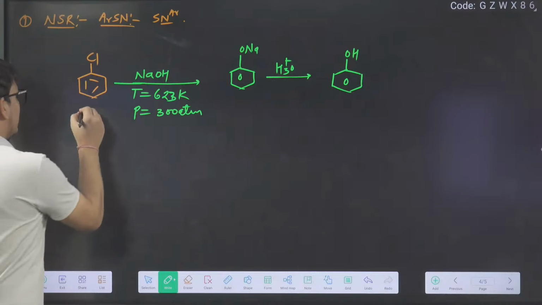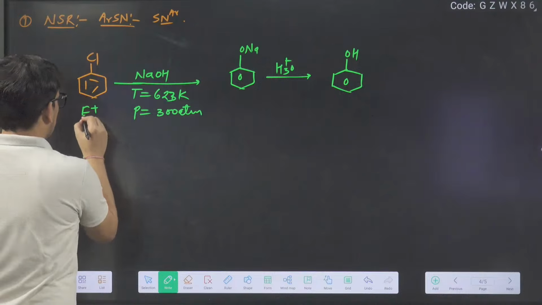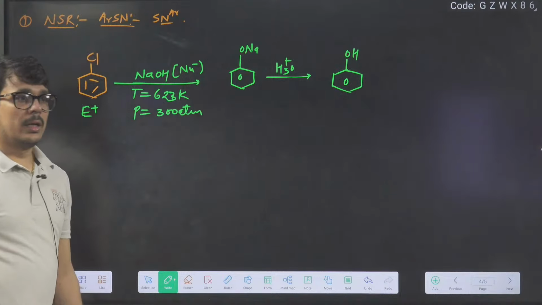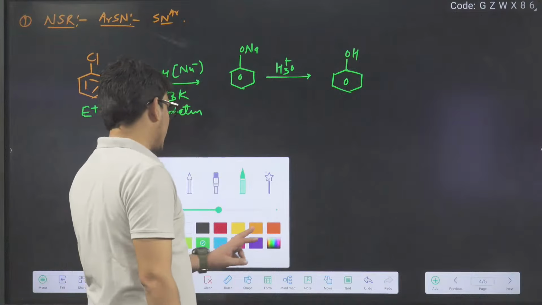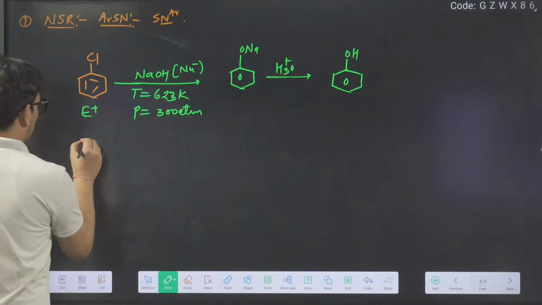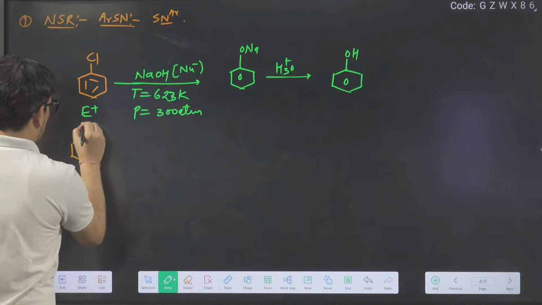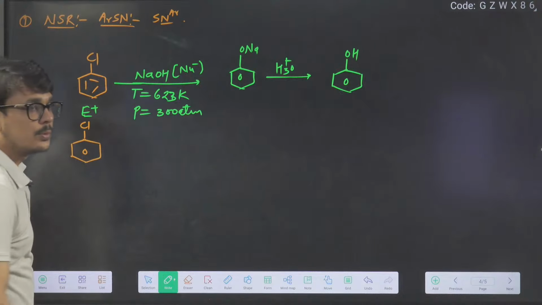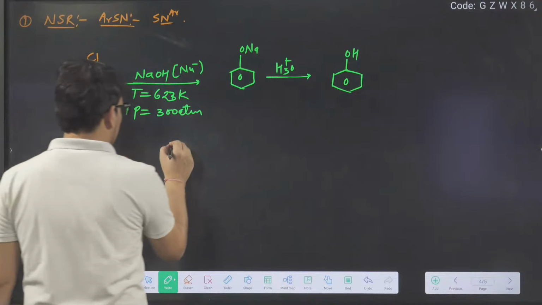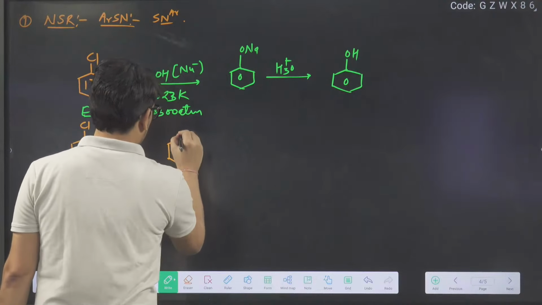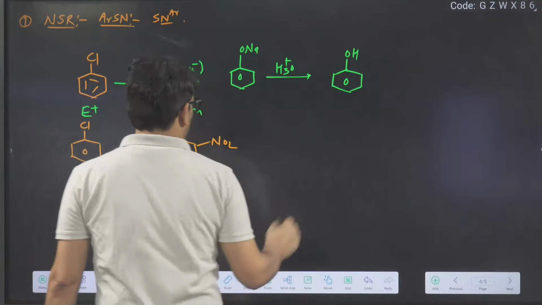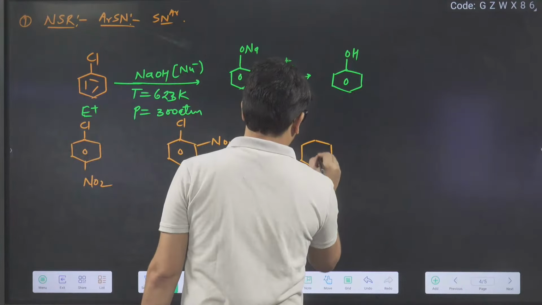In this reaction, this is acting as an electrophile and this is acting as a nucleophile. If this is a nucleophilic substitution reaction, then this is acting as an electrophile. So now when will this be a better electrophile? When we attach here an electron donating group or an electron withdrawing group. Let's say first case this one, second case this one, and last case this one.